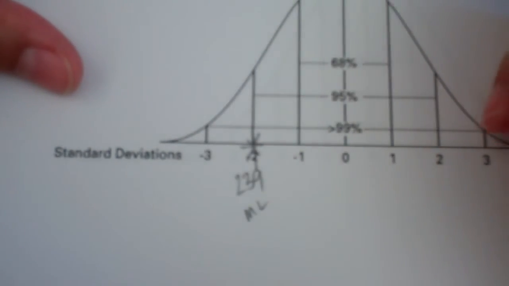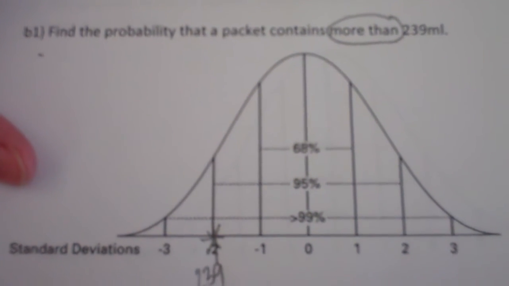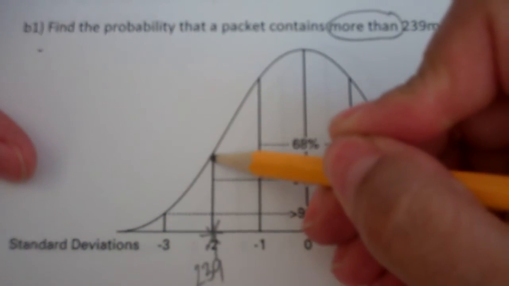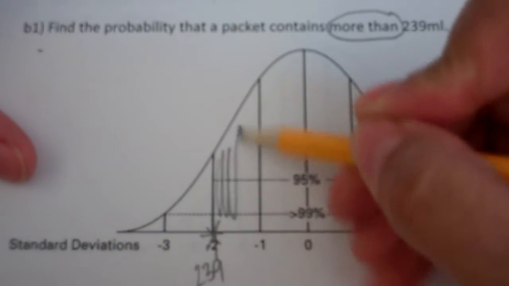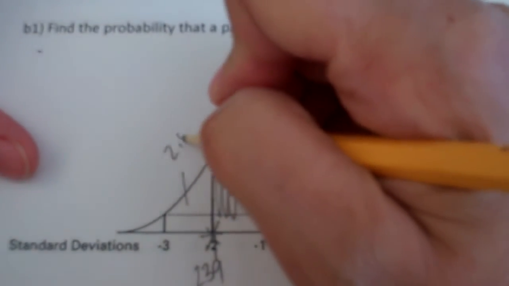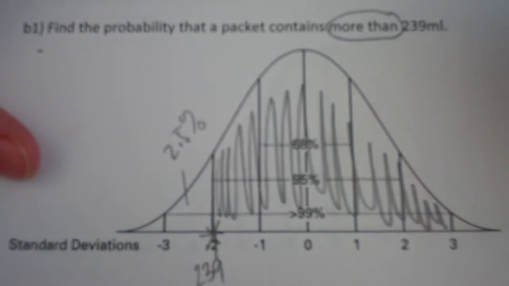We locate what direction? More than. And I circled that up here. We want more than. So we're at 239. There's our nice line from the curve all the way down. So let's shade in more than. Let's also put what we know. We know that this was already 2.5% here. And we know that the entire area underneath is 100.